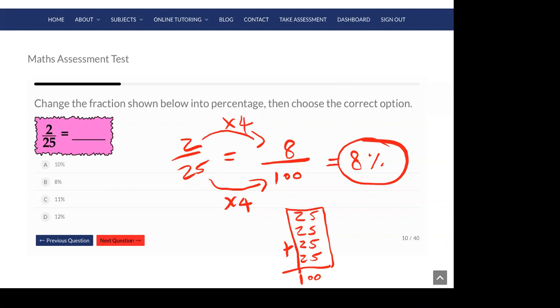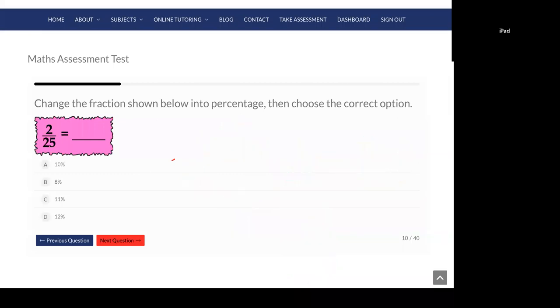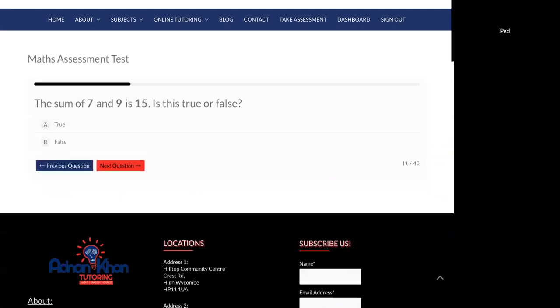Okay. So this particular technique that I've just used, I've showed you both, but this particular one is probably the easiest one on converting fractions into percentages. So let's go for 8% there. We'll just lock that one in. Okay, let's go on to the next type of question.